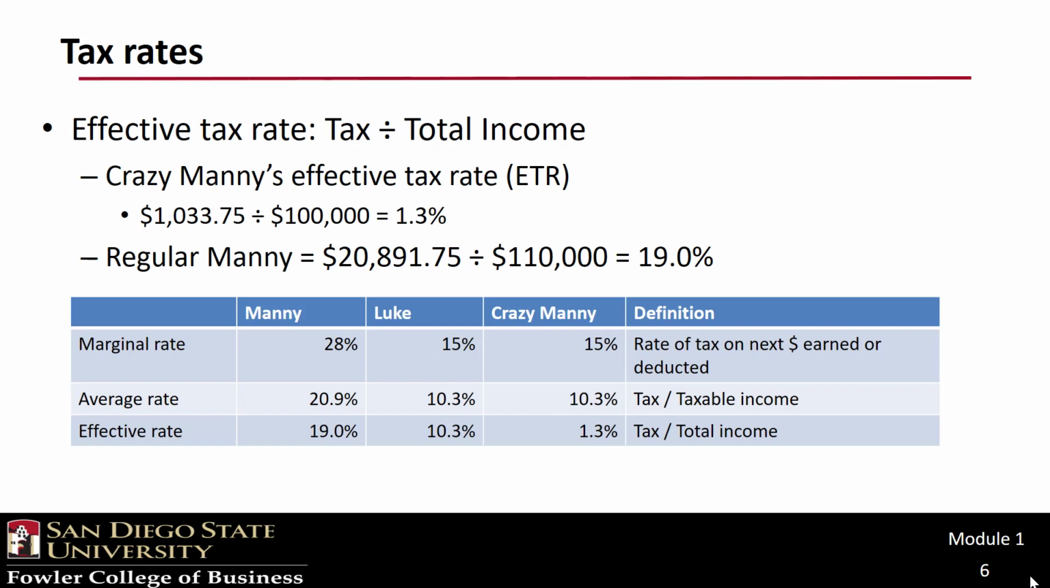To better capture Manny's situation, we use what is known as the effective tax rate. The effective tax rate is tax divided by total income, not just taxable income. Now we see that Manny's tax rate is 1.3% because he was able to characterize so much of his income at the 0% tax-exempt rate. Maybe Crazy Manny isn't so crazy after all.